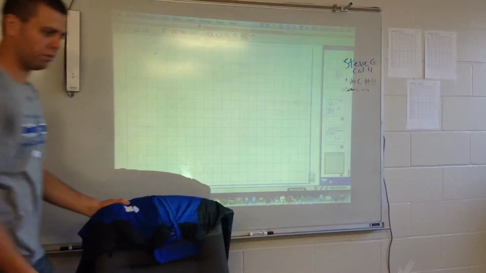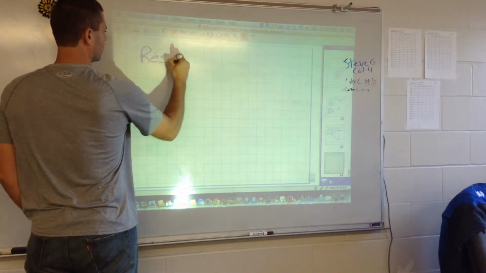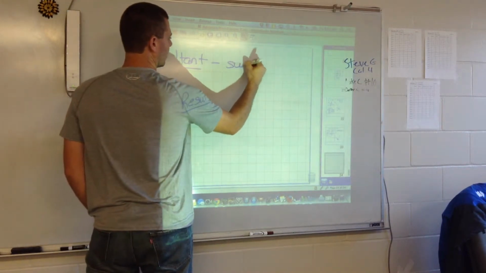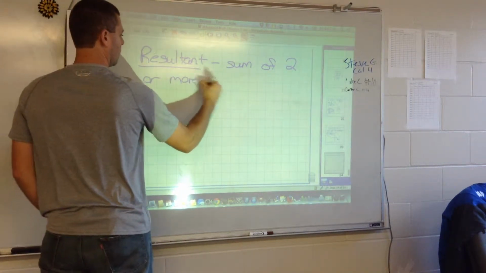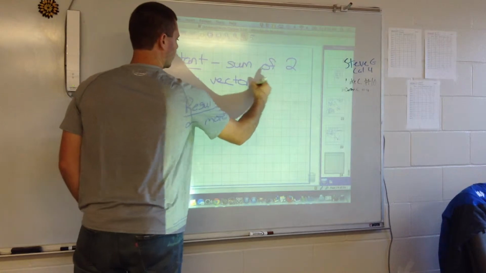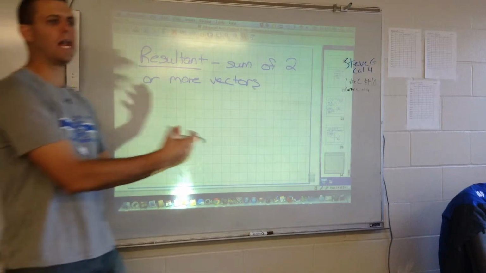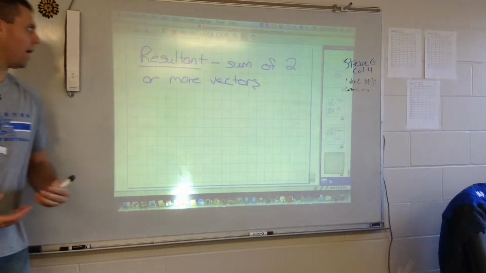So, the word resultant, when you see that, is what we call the sum of two or more vectors. In terms of vectors, it's the sum of two or more vectors. It's what happens when two or more forces are acting on an object. It's the result. It's what happens to that object when all those forces are acting on it. Kind of make some sense? This can apply to a lot of different things.